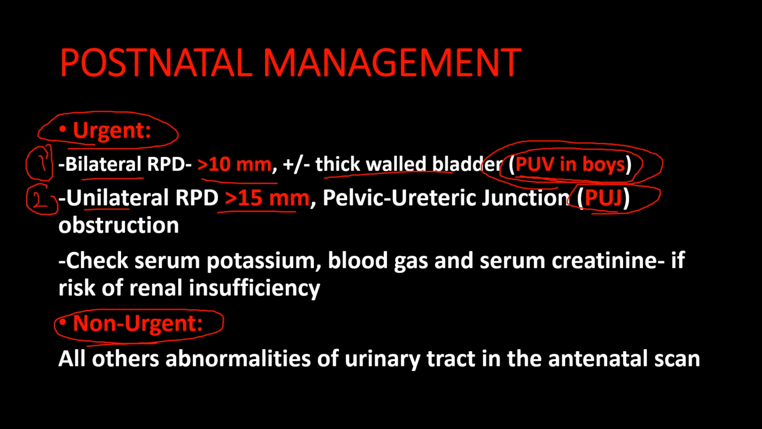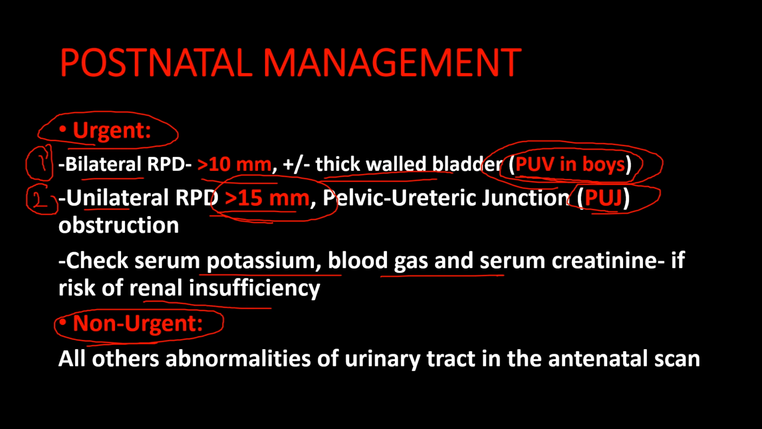If it is bilateral, RPD more than 10 mm and the bladder wall is thick, then it could be PUV, posterior urethral valves. If it is unilateral and the RPD is more than 15 mm, then you can say PUJ obstruction. If you find any severe problem, more than 15 mm or 10 mm, you should check potassium, blood gas, and serum creatinine for renal insufficiency.